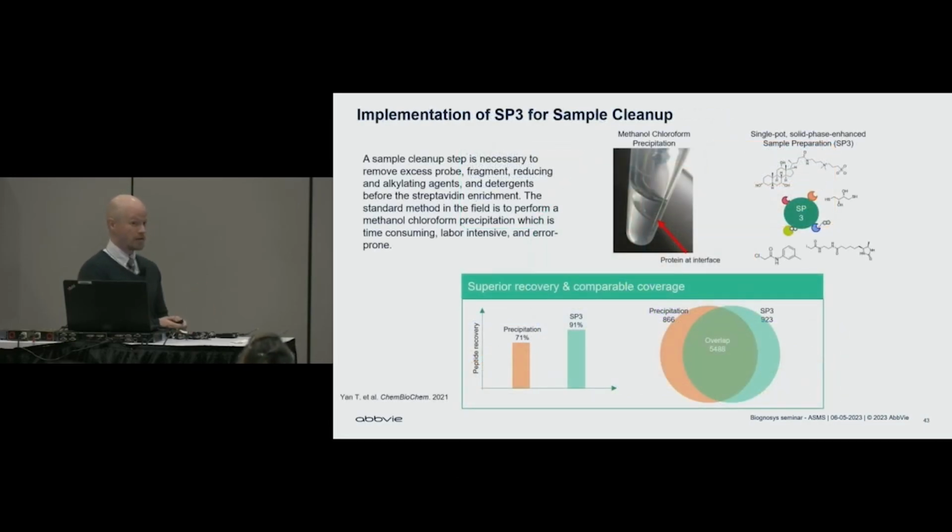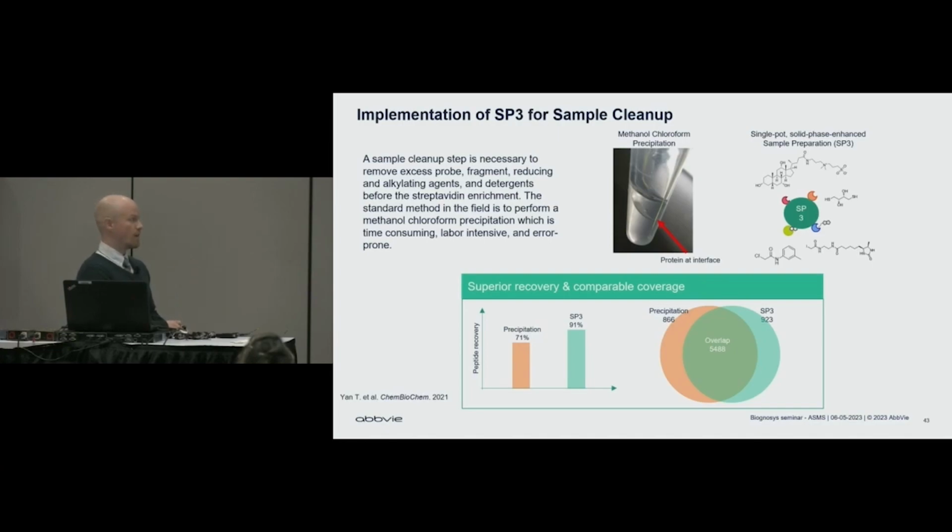One big change that we made was in terms of the sample cleanup as part of our sample prep. There's a lot of different ways that you can clean up samples, like methanol chloroform precipitation, but as you might imagine, this is a very manual process to isolate this protein pellet. We transitioned to SP3 beads. It's basically a magnetic bead that will bind proteins. You can wash away contaminants or reagents from your sample, and you basically do an on-bead digest from those beads. So you're able to enrich peptides that way.